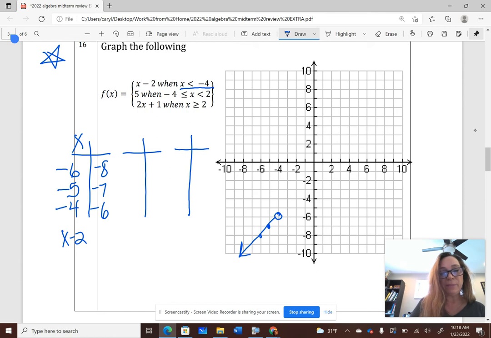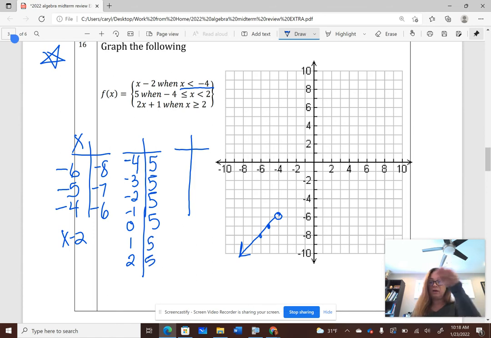All right, so for the next part, the y part is really simple. It's just going to be a bunch of 5s. But I have to go from -4 to 2. -3, -2, -1, 0, 1, and 2. And these are all going to be 5s. So that's going to be a horizontal line.